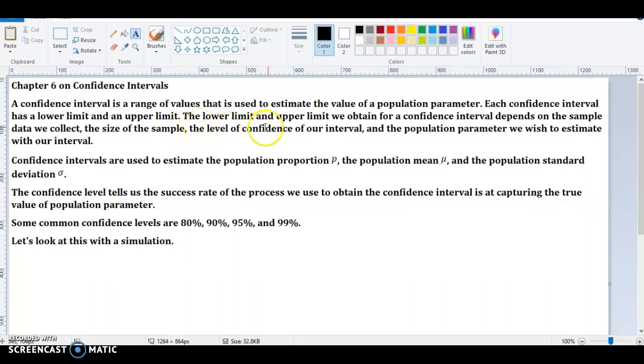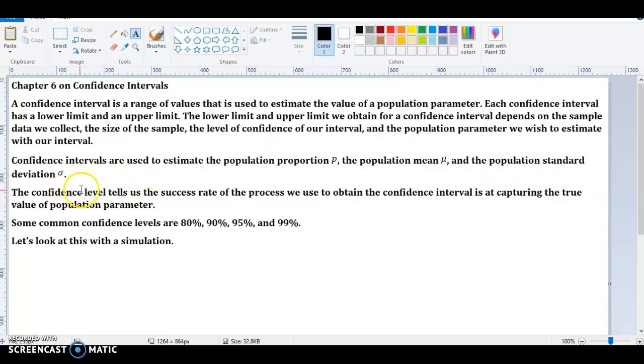The lower limit and upper limit we obtain for a confidence interval depends on the sample data we collect, the size of the sample, the level of confidence of our interval, and the population parameter we wish to estimate with our interval. So in this chapter, we're going to use confidence intervals to estimate the population proportion P, the population mean mu, and the population standard deviation sigma.